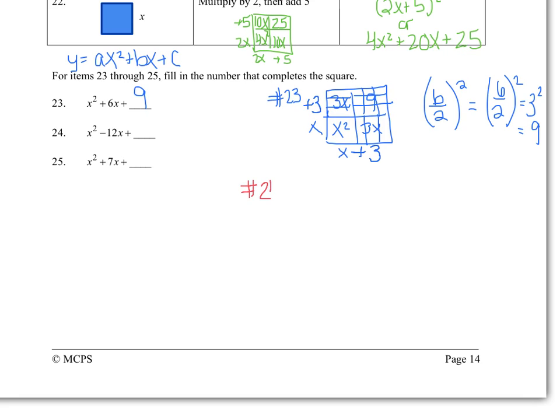Number 24 is x squared minus 12x plus something. Again, I know I'm going to have the x squared block. It's the only way for me to get x squared. And then I need to take my negative 12 x's and divide them evenly. So negative 12 divided by 2 is negative 6. So I'm going to have negative 6 x's on this side and negative 6 x's on this side.